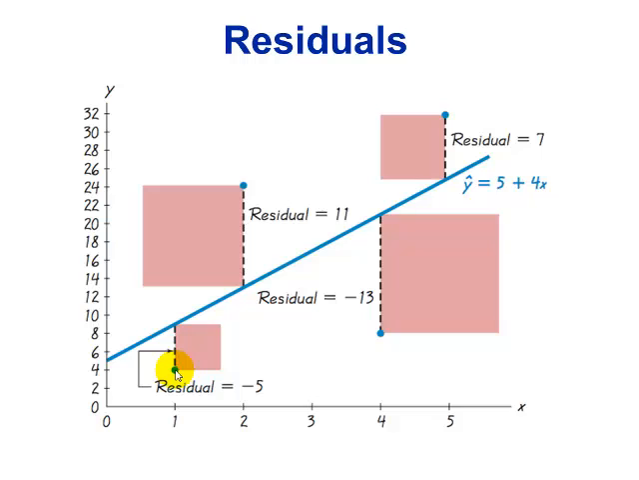So from here, this was at about 4, and this looks like it's at 9. 4 minus 9 is negative 5. So that would be the residual for x equal to 1. If we do x equal to 2, then we have our data point up here at 24. Our point on the line is down here at 13. So the residual, again, is observed minus predicted, so that would be a positive 11. So notice that if the point is above the line, then the residual is positive. If the point is below the line, then the residual is negative.